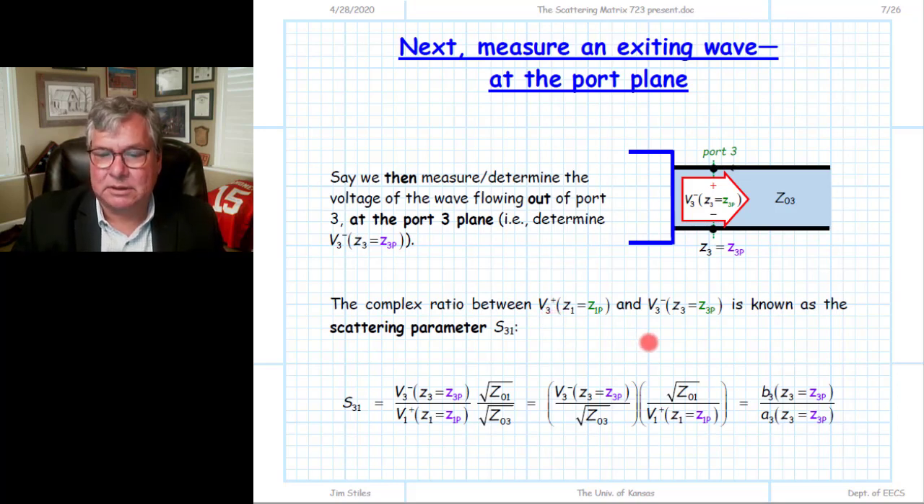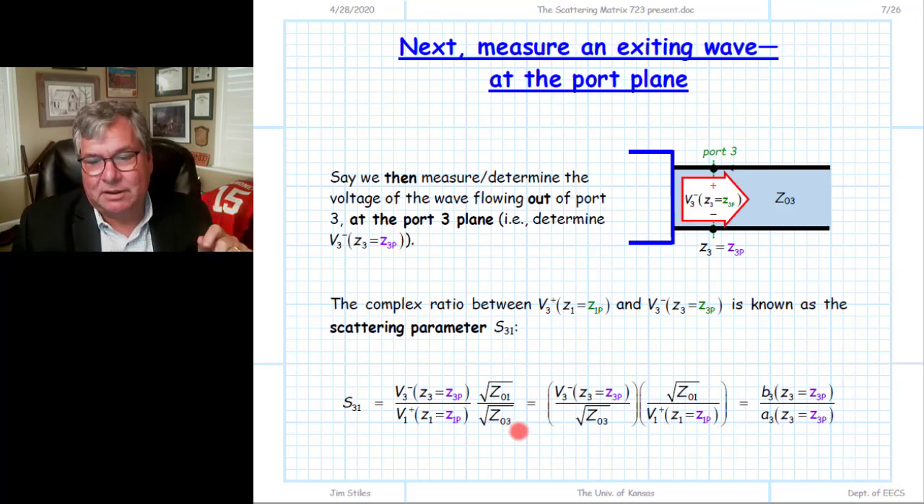And so we go through here, V3 minus at the port plane of port 3, V1 plus at the port plane of port 1, two complex numbers. Now, we're going to go through and take the ratio, but we're going to do something else. We're going to take the ratio now of the square root of the characteristic impedance.